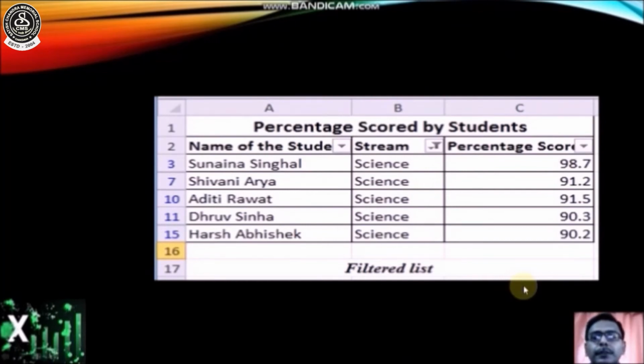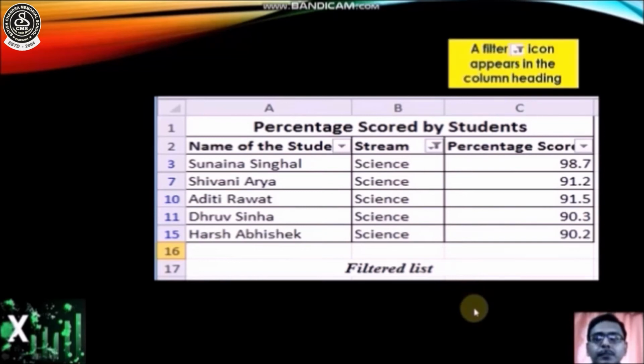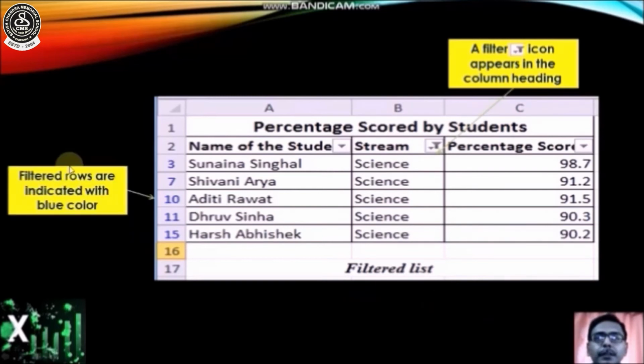As we do, the filtered list appears, and you can see on the stream field, the filter icon is there on the right side of the filter arrow. That means on the basis of this column, data are filtered. So you can see that the filter icon appears in the column heading, and the rows which are filtered are indicated in blue color.